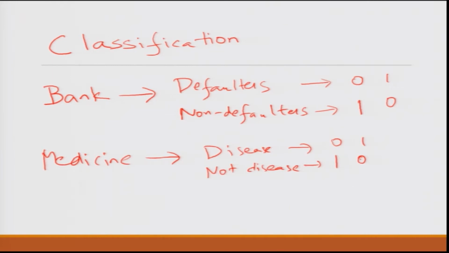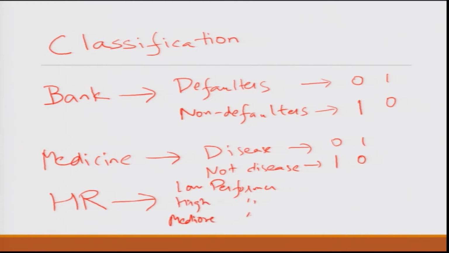For example, in case of HR, based upon the different characteristics, different kinds of scores, you want to predict whether a person would be a low performer, high performer or a mediocre performer. In this particular case, you can also use a regression, but often this categorization can give you slightly better results.